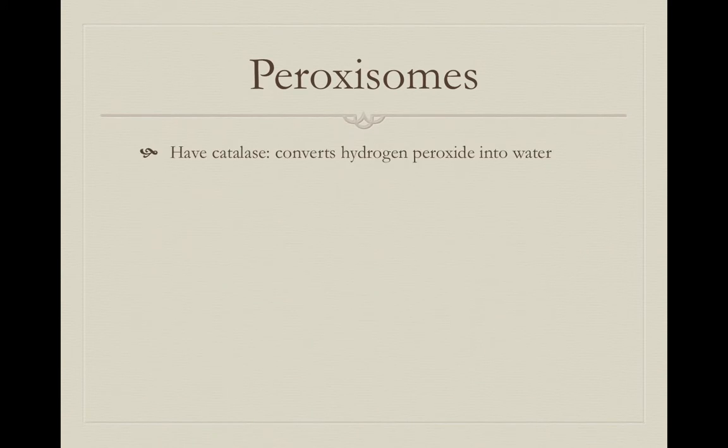Peroxisomes contain catalase, and that converts hydrogen peroxide into water by taking out some oxygen. They also detoxify alcohol, and peroxisomes are found in both plant and animal cells.